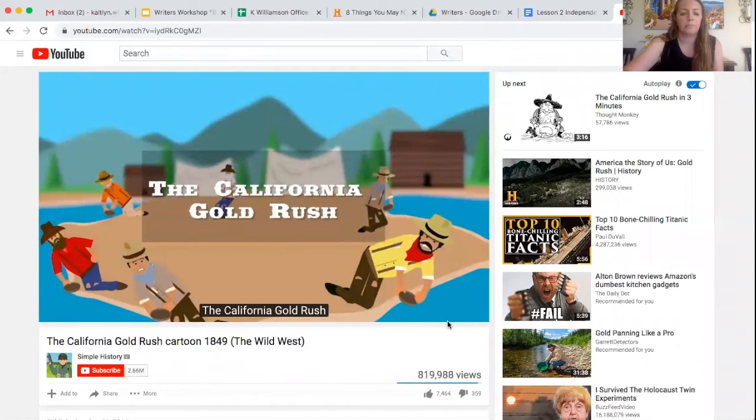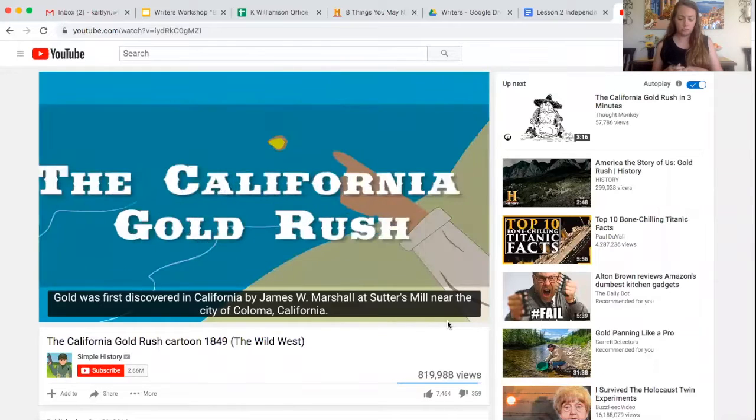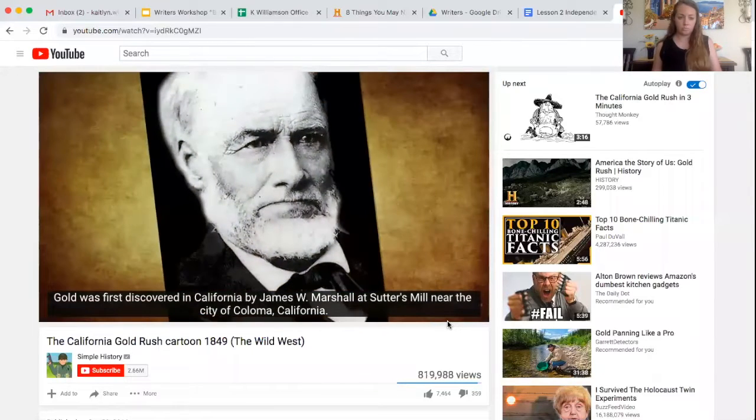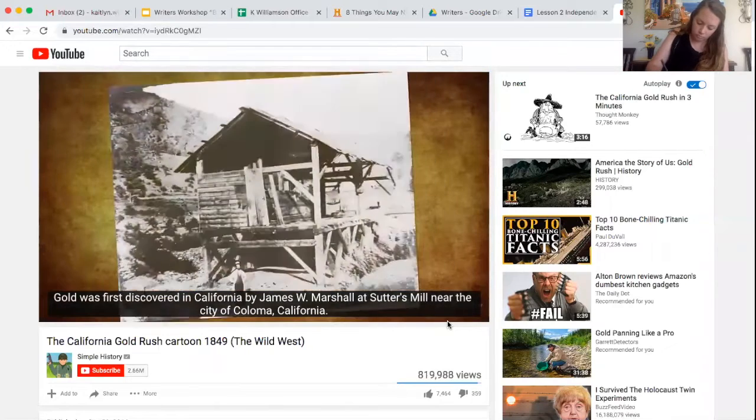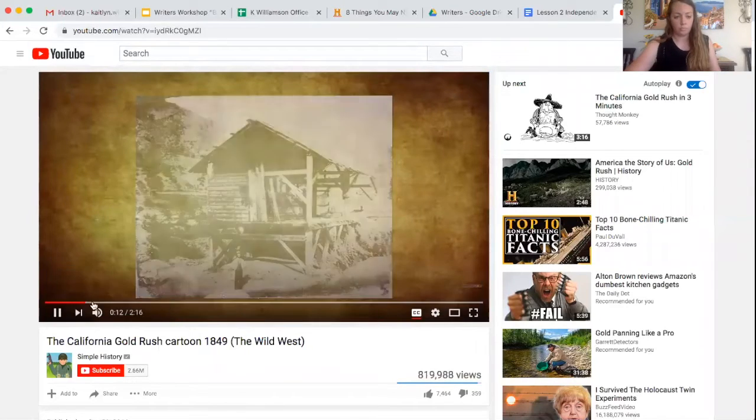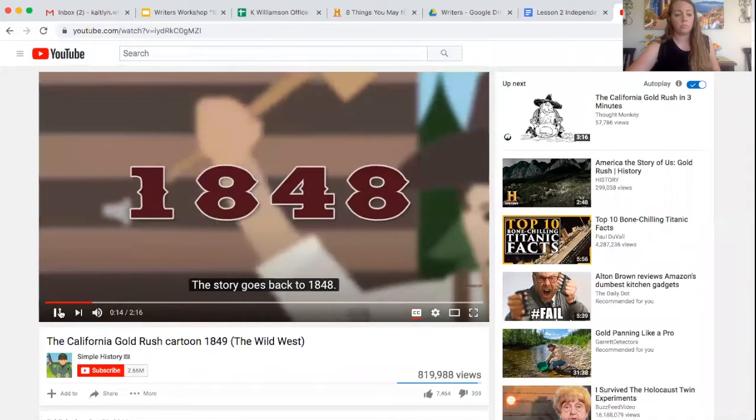The California Gold Rush. Gold was first discovered in California by James W. Marshall at Sutter's Mill near the city of Coloma, California. The story goes back to 1848.